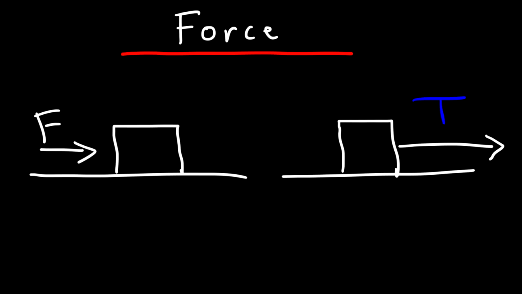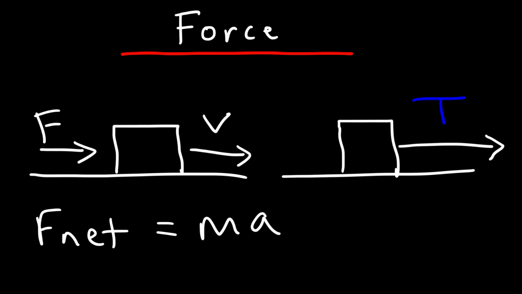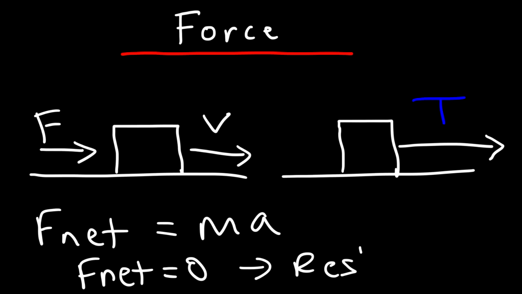But now, what else can forces do? A force can cause an object at rest to enter a state of motion, like this box. It could be sitting at rest, and now it has a velocity. So if there's a net force acting on an object, there's going to be an acceleration, according to Newton's second law. Net force is equal to mass times acceleration. Now, if there's no net force, or if the net force is equal to zero, then it could mean that the object is either at rest or it's moving with constant velocity.